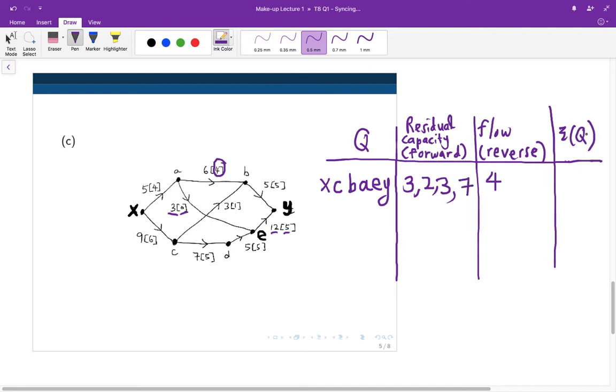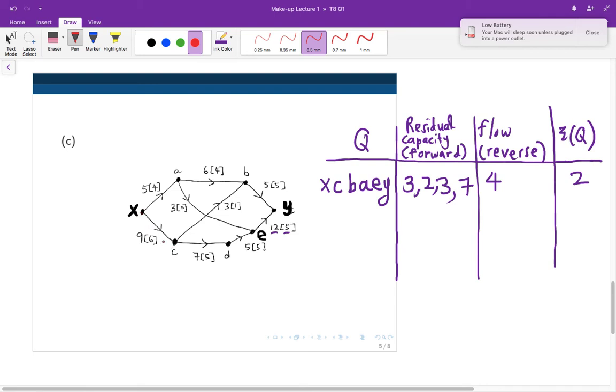Epsilon Q in the last column here is just the minimum of all the numbers in the second and the third column. So this is the minimum of 3, 2, 3, 7, 4, which is 2, of course, which means by the Ford-Fulkerson algorithm, we can increase the value of the existing flow by 2. So let's push an additional 2 units of flow along this path.